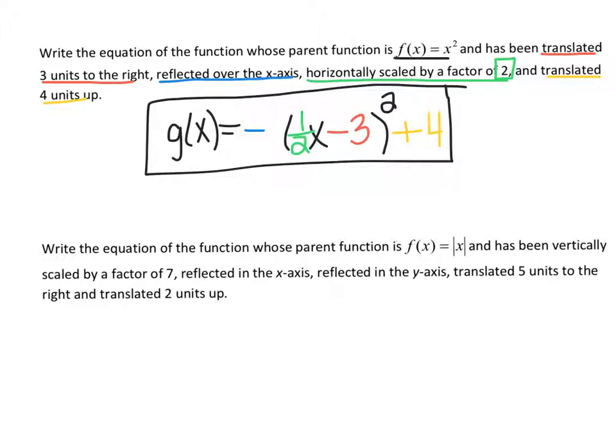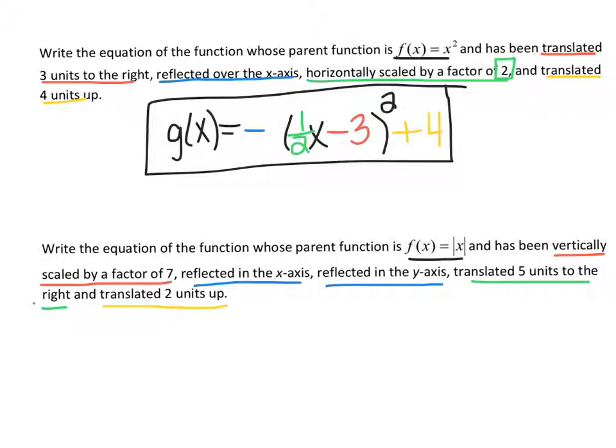This time the parent function is this absolute value function. We're being told that it's vertically scaled, or that means vertically dilated, by a factor of 7, reflected in the x-axis and the y-axis, so we're actually going to have negative signs in both spots, translated 5 units to the right, and finally translated 2 units up.